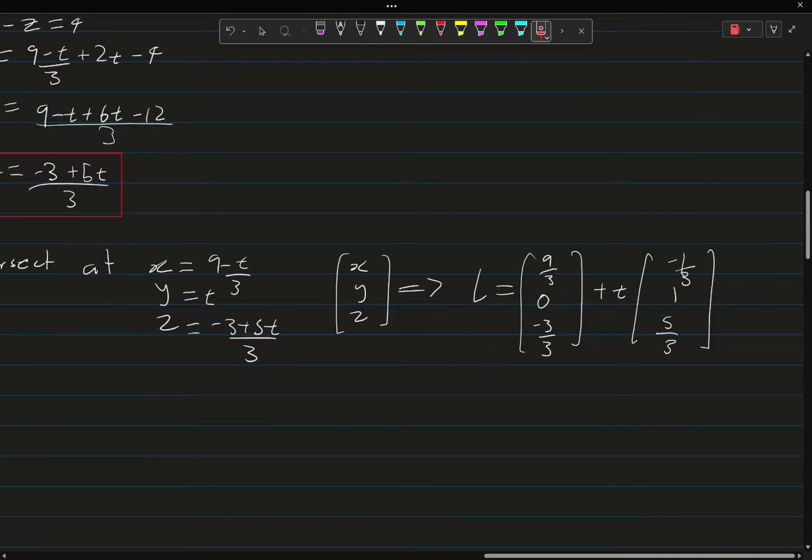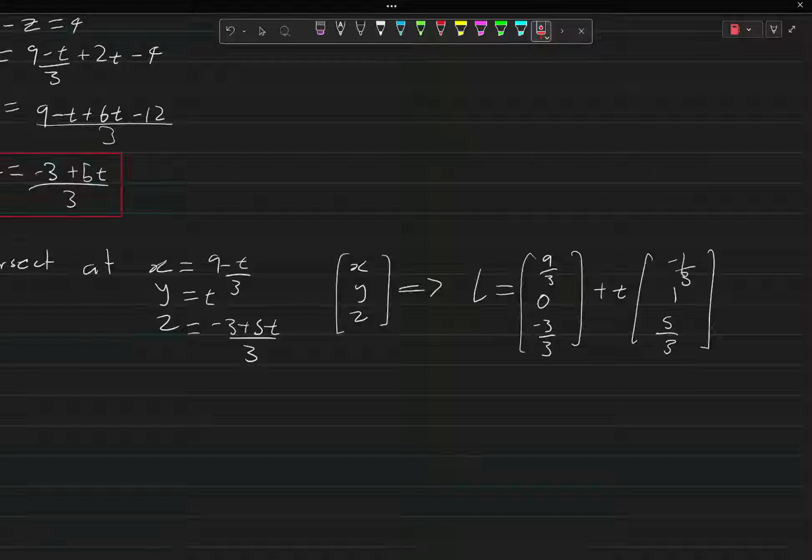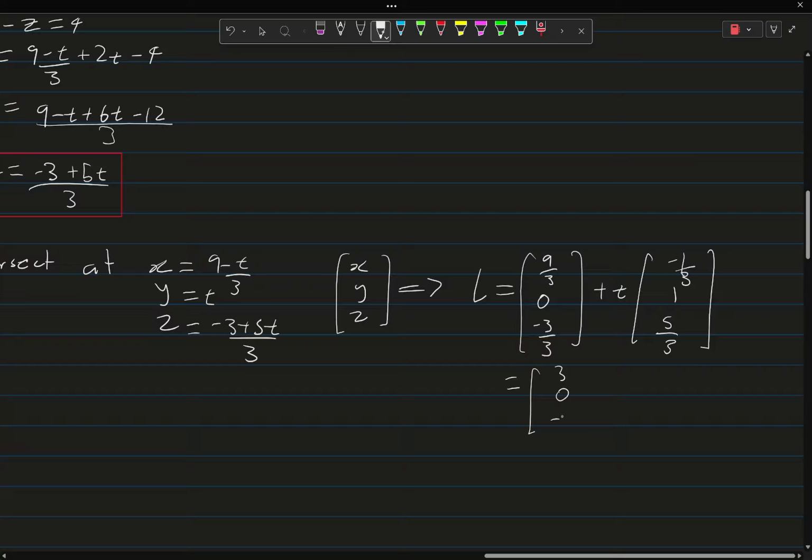And what this is doing is we're just taking the constant term of each of our coordinates. So the x part, the constant term is 9 over 3, so we have 9 over 3 in the x component part of the vector, or the i component of the vector. r equals, yeah, that's right. It should be a negative 1 over 3, shouldn't it? For the x component of the direction. Yeah, so it's 3, 0, negative 1 plus t times negative 1 over 3, 1, 5 over 3.